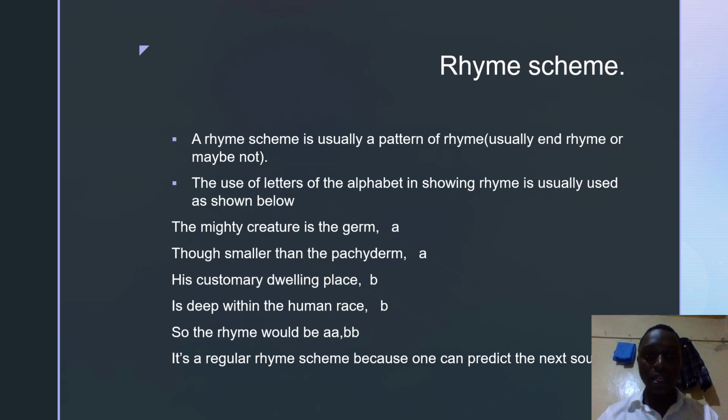As you can see, there is a presentation of the rhyme scheme, and it has used the alphabet letters A and B in showing the rhyme. So our rhyme here is AABB. It's a regular rhyme scheme because you can predict the next sound in the next stanza.